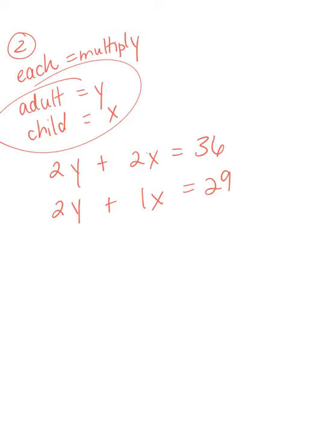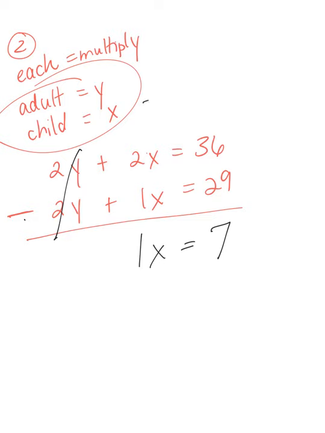I did 2x and then 2x plus 2y equals. Can I subtract these 2 equations? Yes, I can put a big minus sign here, and I can do 2y minus 2y. What do I get? 0. What is 2 minus 1? 1. What is 36 minus 29? 7. So a child ticket costs $7 according to my math.